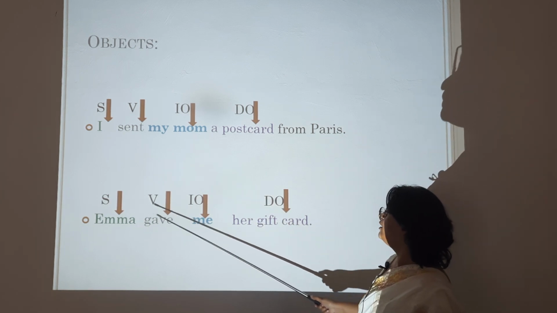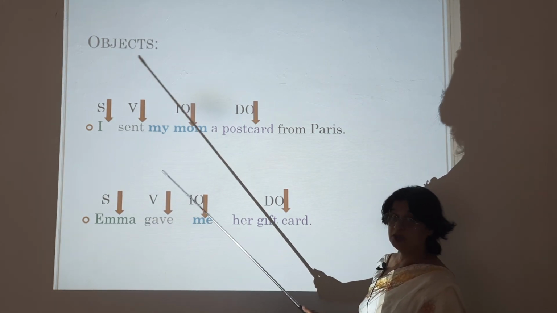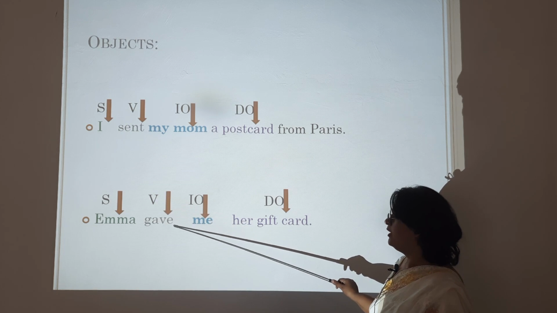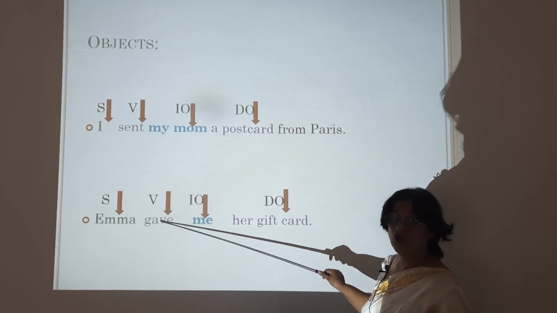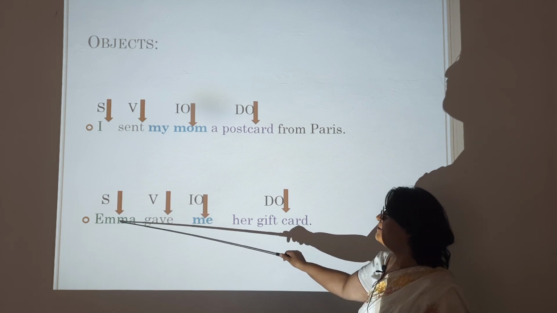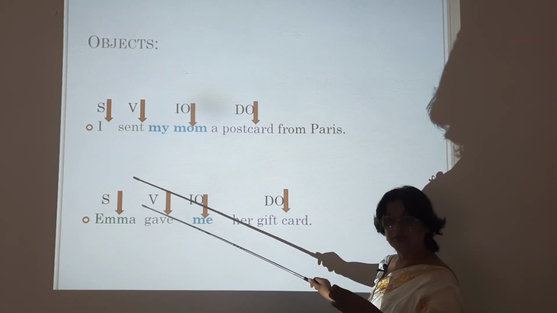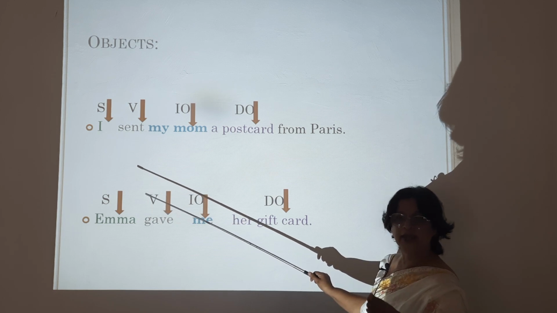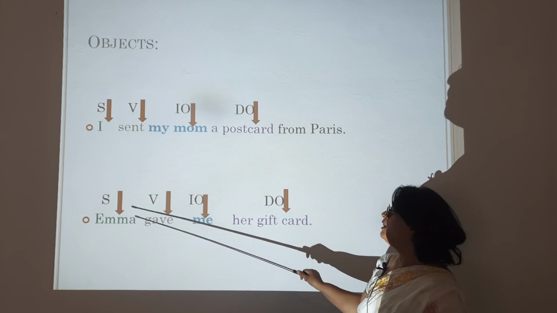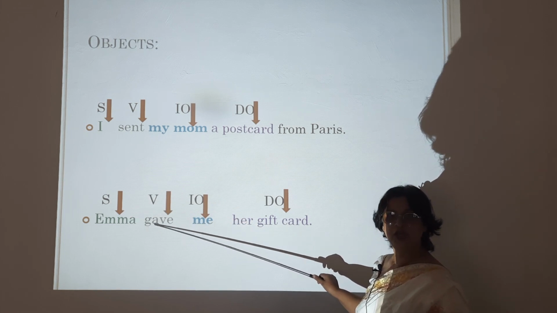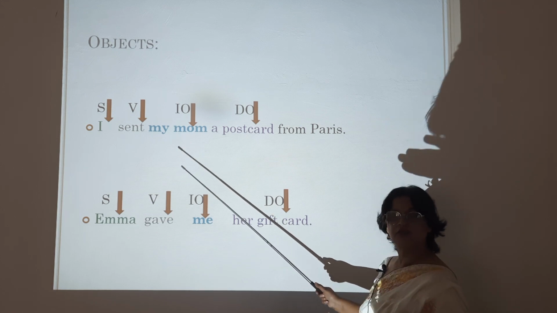Similarly, Emma gave me her gift card. What is the verb, children? Gave. So who gave? Emma gave. So Emma is the subject. So in this manner, if you start with the basics of first identifying the verb, then asking the question and identifying the subject, then you can ask further questions.